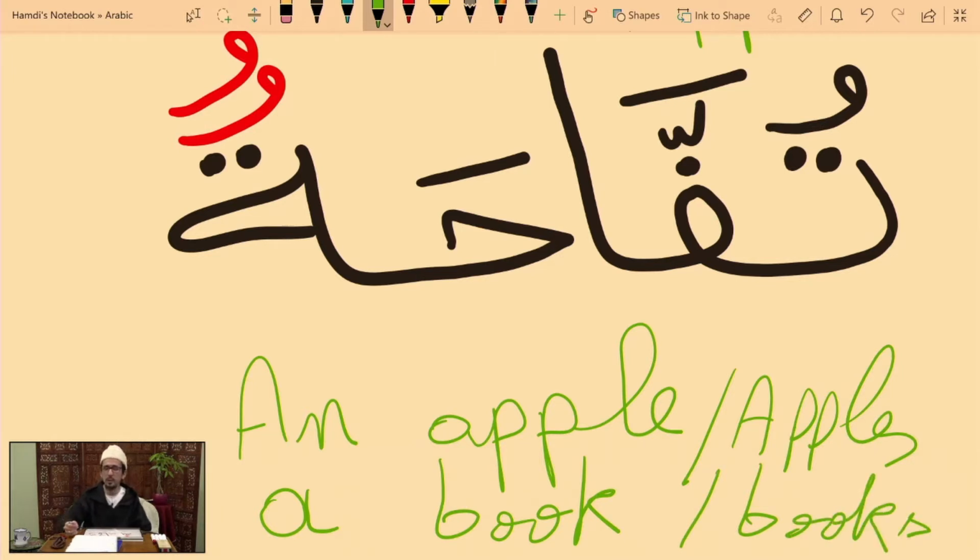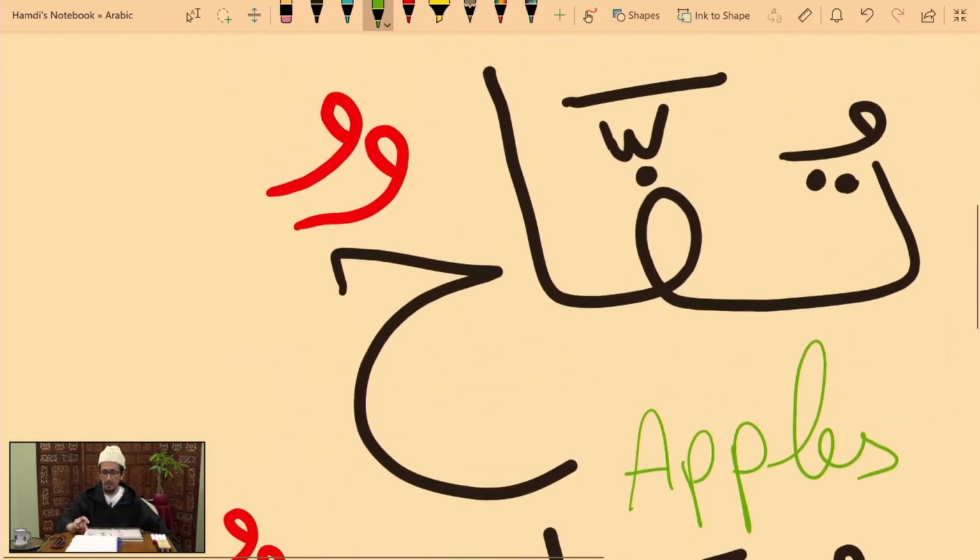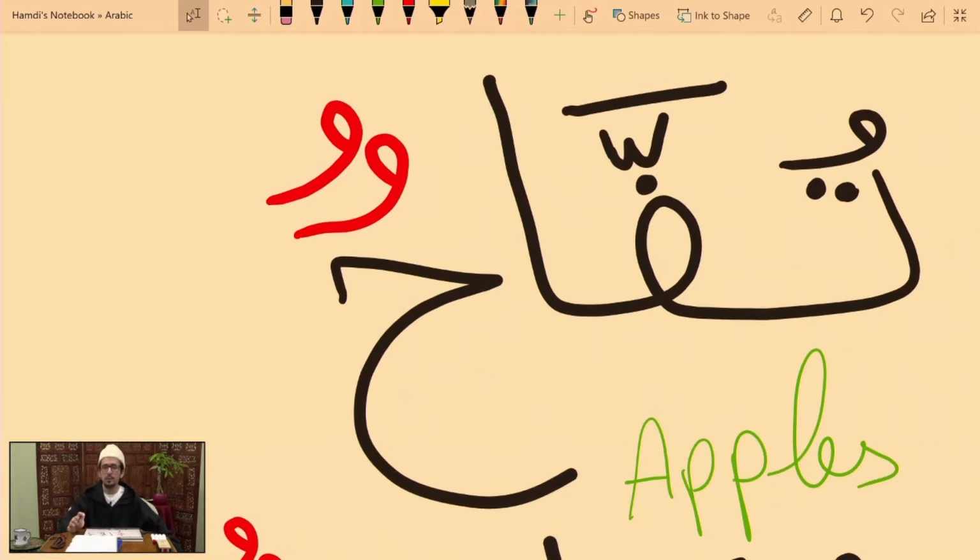So this is the singular of an apple. All we need to say in Arabic is tuffaha, and we add un at the end: tuffahatun. Tuffahatun in Arabic means an apple. In the plural, we say tuffahun. That's apples. Right?